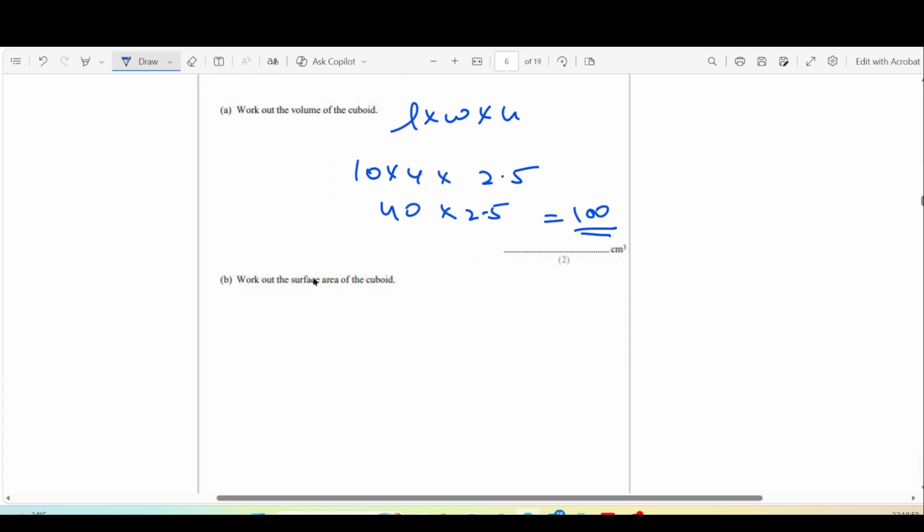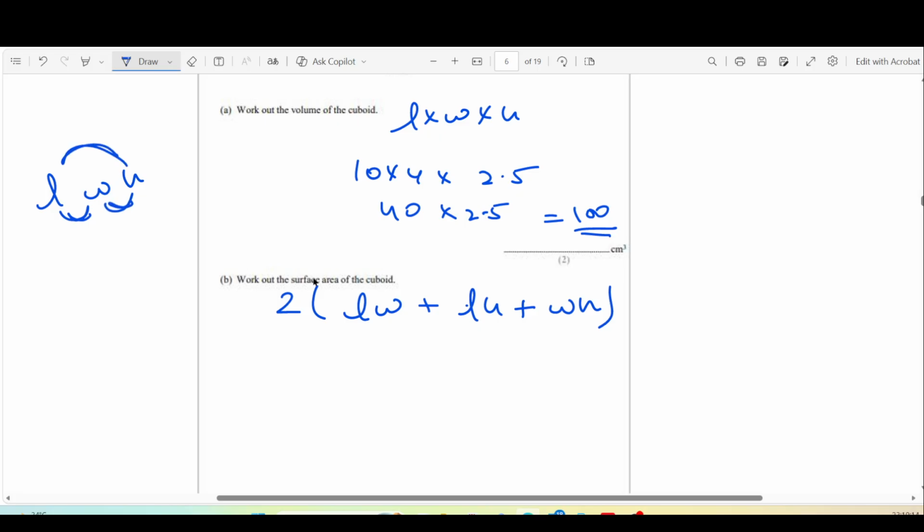The surface area of a cuboid is this formula. We have 2, actually 2 should be outside the parentheses, 2 times length times width, then length times height, then width times height. So you just write length, width, height. First take these two combination, then these two, and then these two. That's how you can write it. So if we times length and width, 10 times 4 is 40, and length times height is 10 times 2.5, which is 25. Width times height is 4 times 2.5, which is 10.